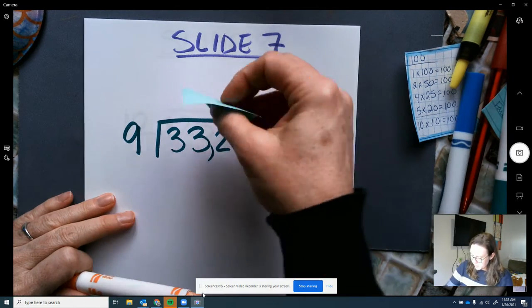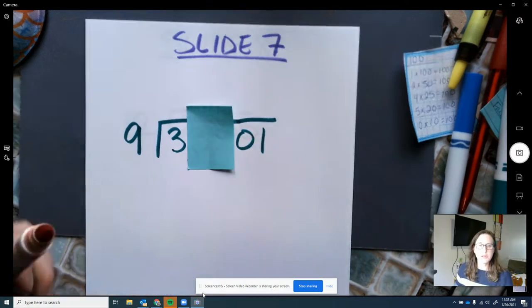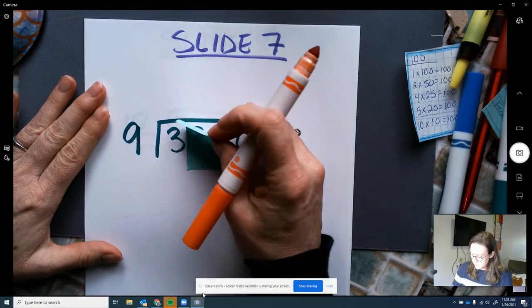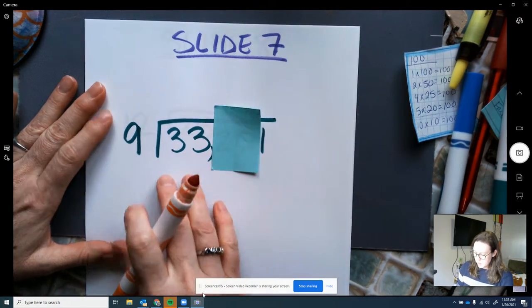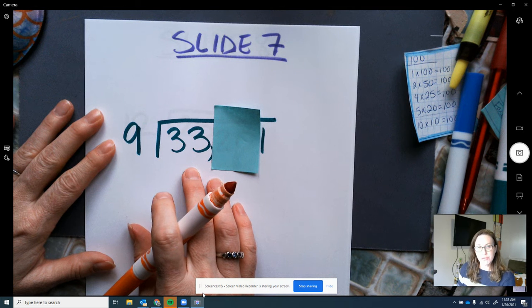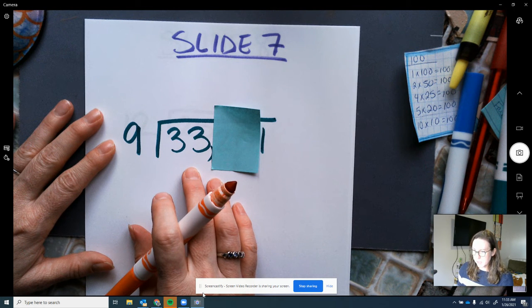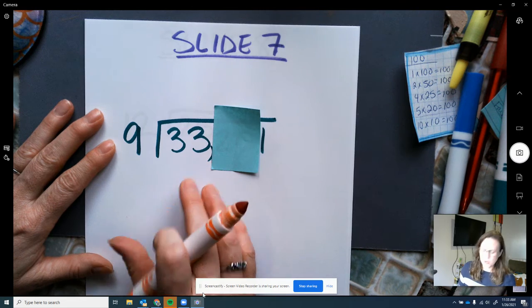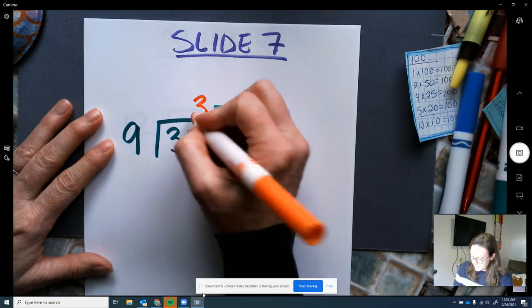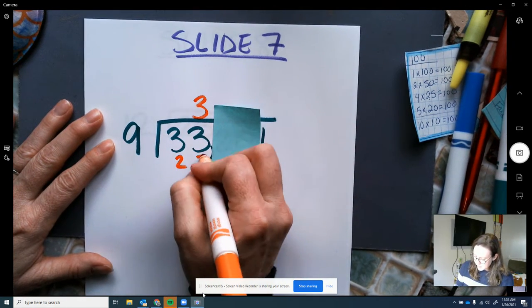Okay, we're going to start with 9 goes into 3. 9 doesn't go into 3, so we have to move it over. 9 goes into 33. Let's see, 9 times 3 is 27. 9 times 4 is 36. So 9 times 4 goes over. So I'm going to go with 9 times 3, which is 27.